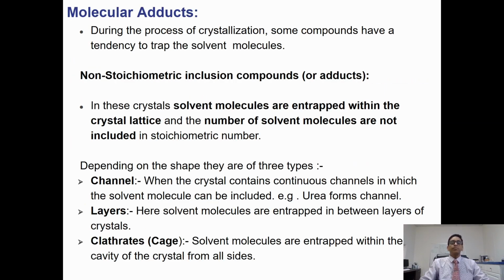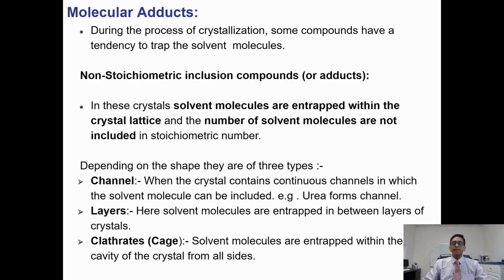Under this polymorphism, during the process of crystallization, some compounds have a tendency to trap solvent molecules within the structure. We call these molecular adducts, and they are of different types. One is called non-stoichiometric inclusion compounds or adducts. In this crystal, certain solvent molecules get entrapped within the crystal lattice, but the number of solvent molecules is not a stoichiometric number. That's the reason we call them non-stoichiometric inclusions or adducts.